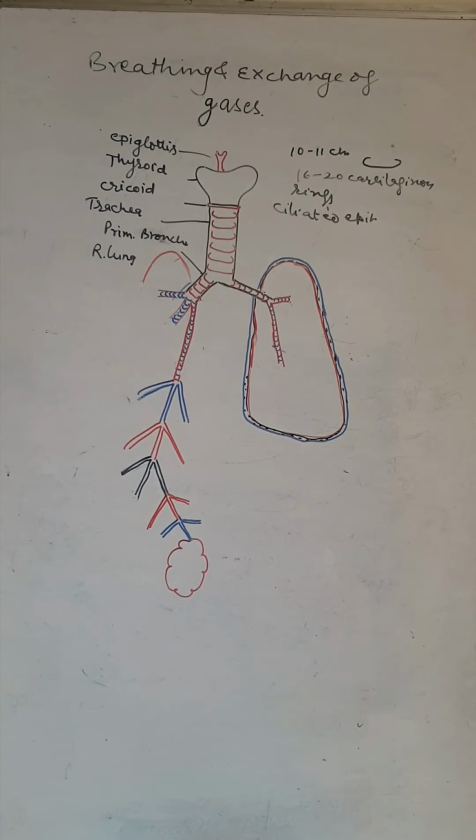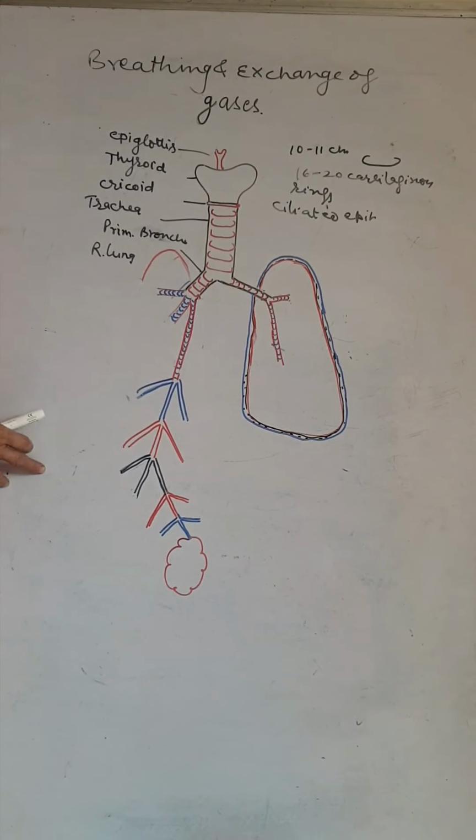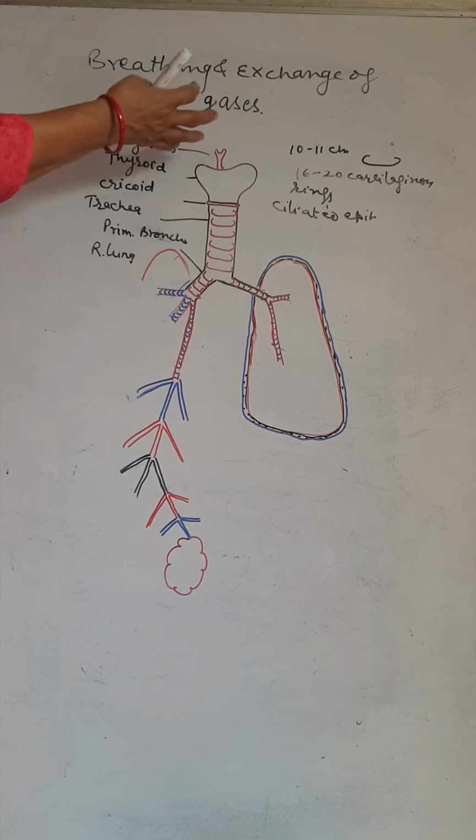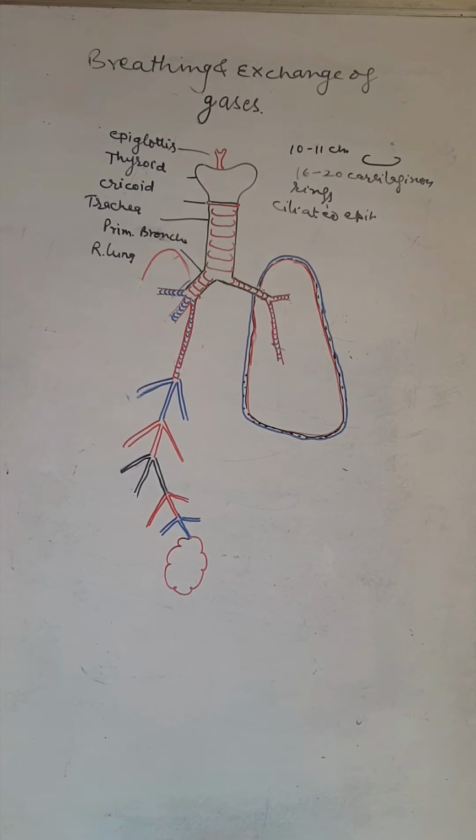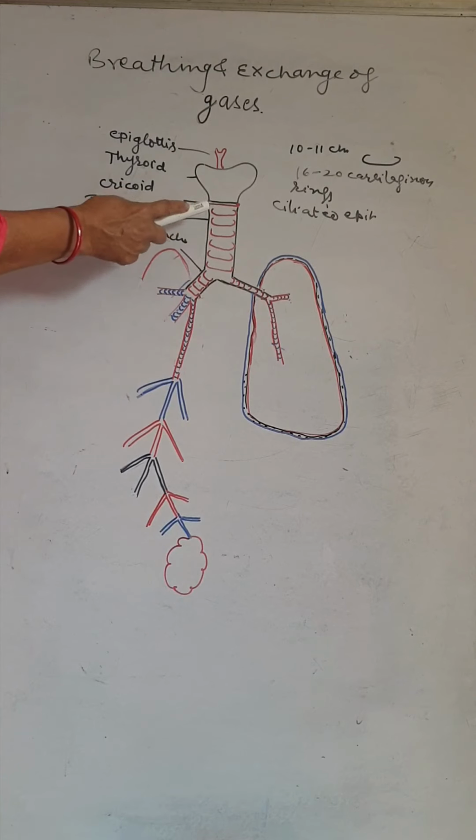Good morning everyone. Now in this video we will explain or discuss the whole respiratory tract, the structure inside the lungs. As I already discussed the parts up to here only. This is the epiglottis, thyroid gland, cricoid cartilage, trachea.